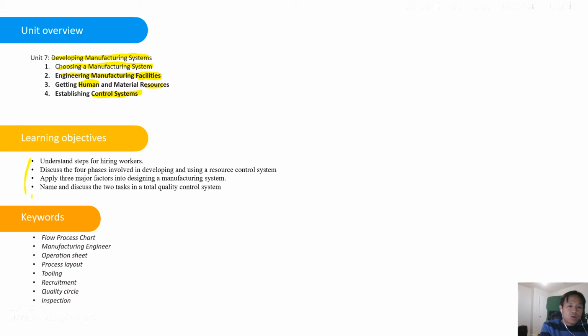So I have four objectives for the three chapters. Understanding steps for hiring workers, and then discussing the four phases involved in developing and using a resource control system, and three major factors about controlling a manufacturing system. And lastly, name and discuss two tasks in a total quality control system.